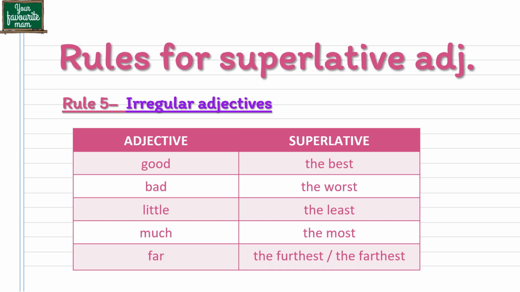Now for irregular adjectives, the superlative for good becomes the best. For bad becomes the worst, like she is the worst liar I've ever known. The superlative for little becomes the least. It was the least I could do. The superlative for much becomes the most. Most people think I am clever. And the superlative for far becomes the furthest or the farthest. My car is the furthest one.